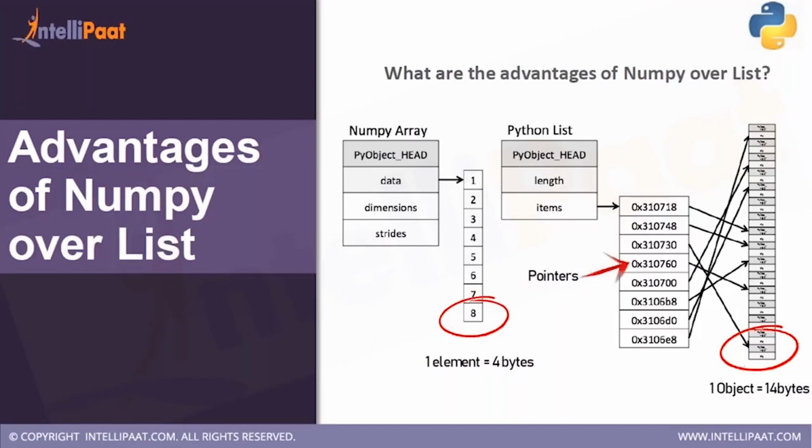But for Python, the items are stored in some other place, and the address of that place is stored in the Python list's item head. So a memory location is there for a NumPy array, but the storage is direct. It is one-level storage. It stores the data directly into the memory location.